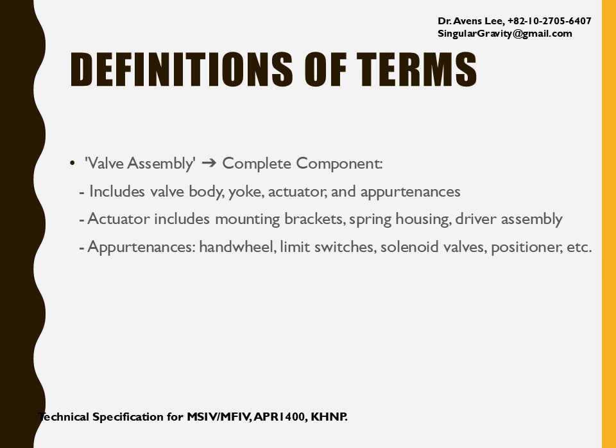Now let's break down the term valve assembly. In this specification, a valve assembly refers to the complete line-mounted component. This includes the valve body, the yoke, the actuator, and additional parts known as appurtenances. The valve body itself may have parts like the neck, bonnet, mounting brackets, plug, disc, and shaft. The actuator can include mounting brackets, a spring housing, and the driver assembly. Appurtenances refer to additional components such as hand wheels, limit switches, solenoid valves, positioners, tubing, and mounting brackets. Understanding this full definition ensures we know exactly what is included in a valve assembly.